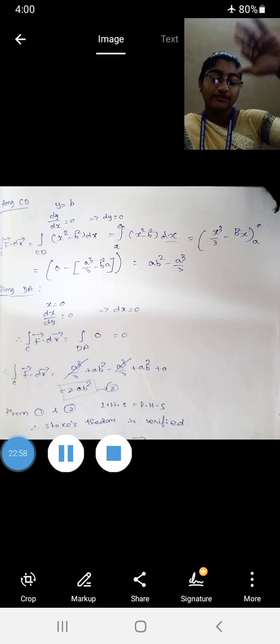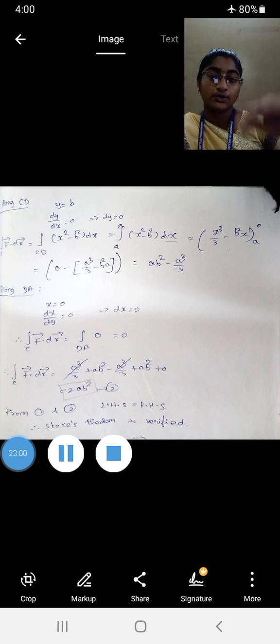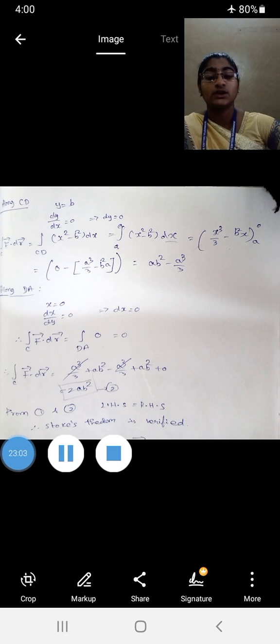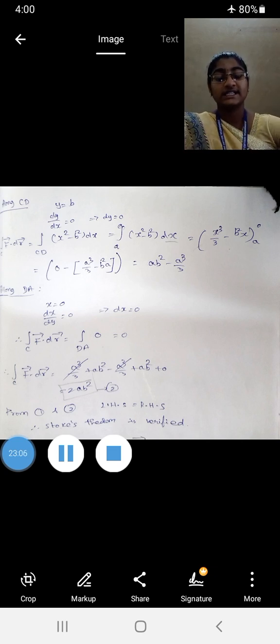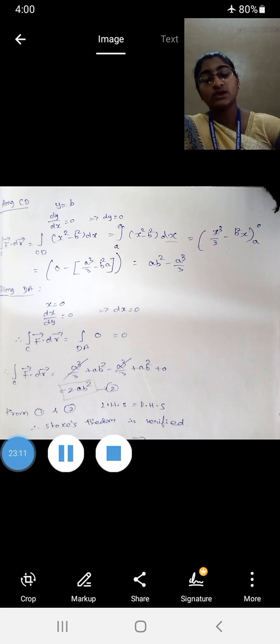Now along DA, that is from top to bottom, we get the line x equal to 0, differentiate this with respect to y, we get dx by dy is equal to 0, we get dx is equal to 0. When we substitute this x equal to 0 and dx equal to 0 in our given problem, we get the answer for this side as 0. Now we have to add all the 4 sides to get the left hand side value. Integration over C of f vector dot dr vector is nothing but a cube by 3 plus ab square minus a cube by 3 plus ab square. So cancel out plus minus a cube by 3, we get 2ab square.